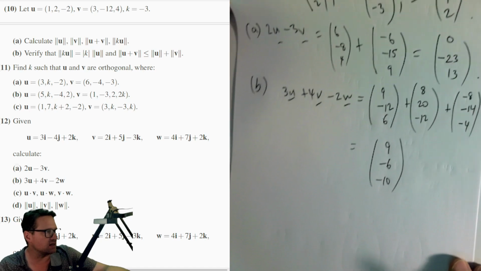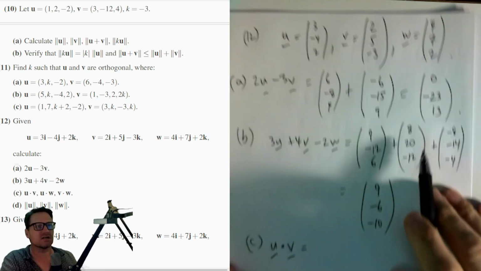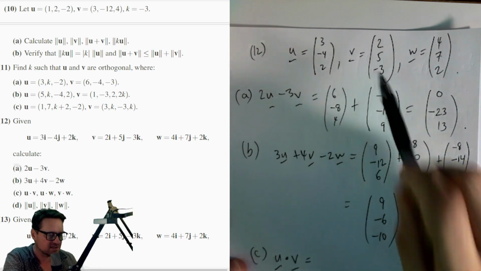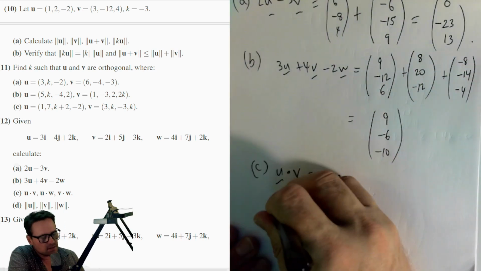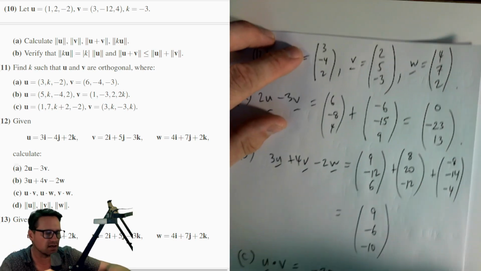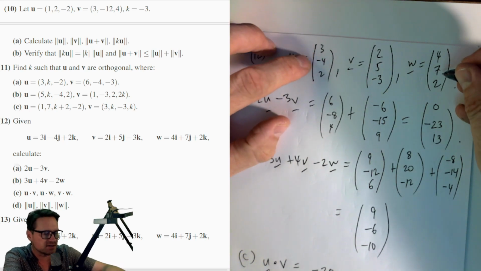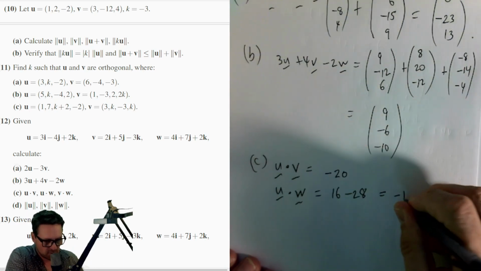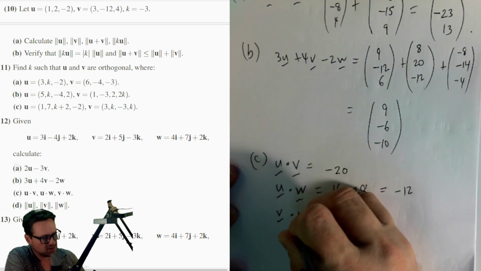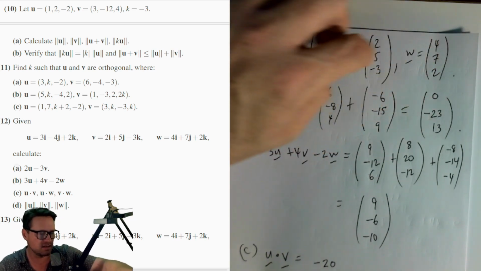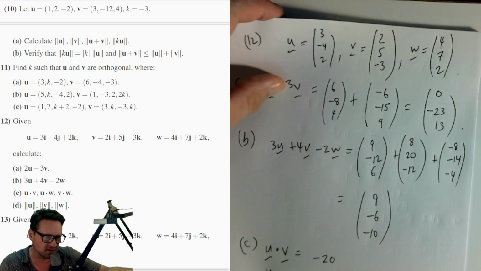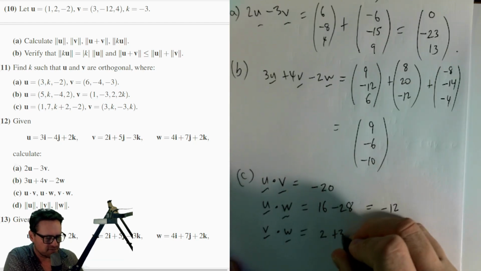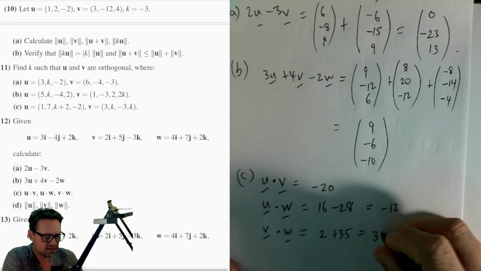Okay, part C. So u dot v, just looking at these, we have 6 minus 20 minus 6, which is minus 20. U dot w, looking at these, we have 12 minus 28 plus 4. So 16 minus 28, so minus 12. Okay, v dot w, again, looking at these, so that's 8 plus 35 minus 6, so which is 2 plus 35, and so that's 37.